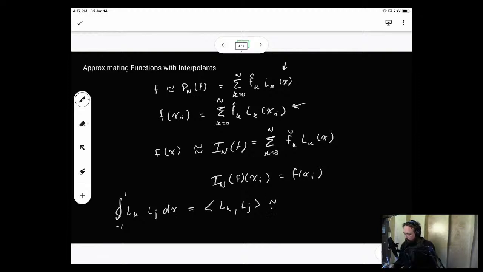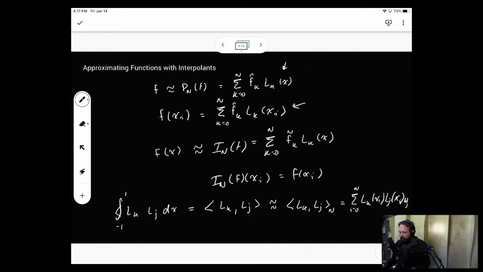What we're going to do is approximate this with an inner product that uses discrete points. And what that inner product with discrete points really is, we're doing a sum, i equals 0 to n, L_k(x_i), L_j(x_i), and we multiply by some weights. So what we're essentially doing is replacing a continuous integral by a weighted sum of the integrand.